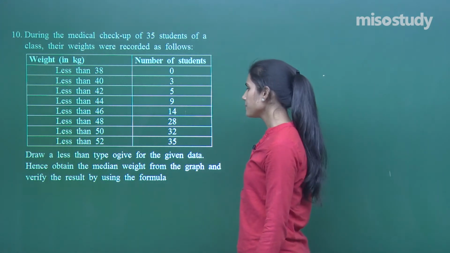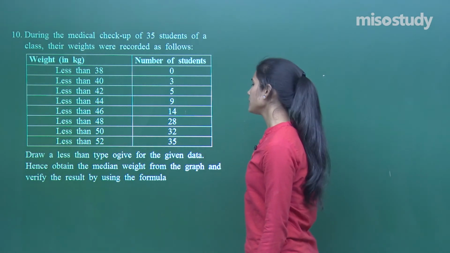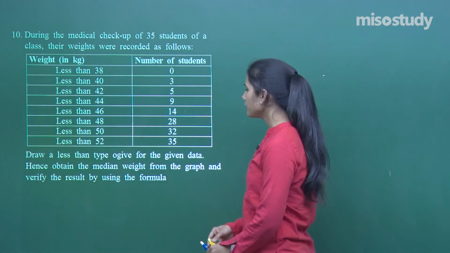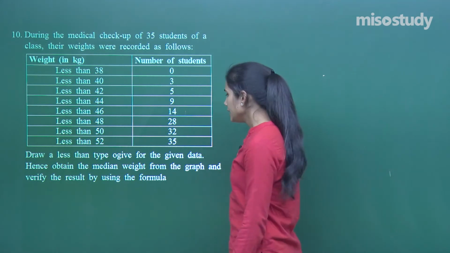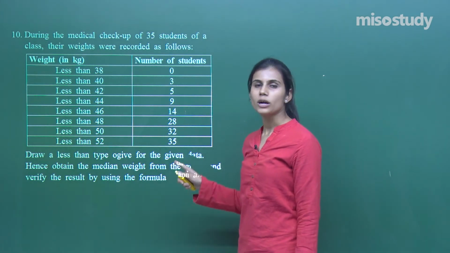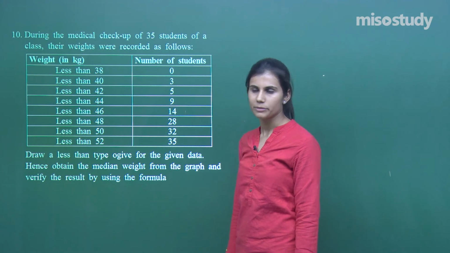Draw a less than type ogive for the given data, hence obtain the median weight from the graph and verify the result by using the formula. Now here your algorithm for computing the median from the ogive is going to come into picture.